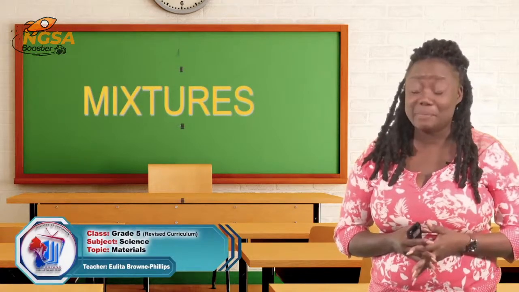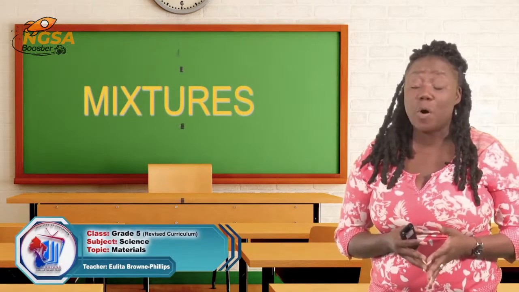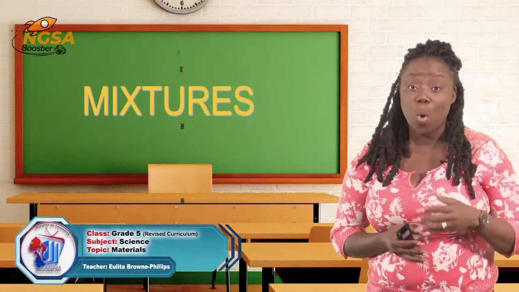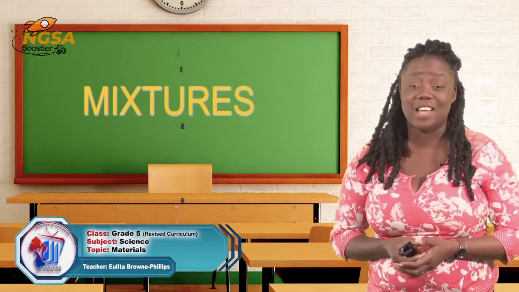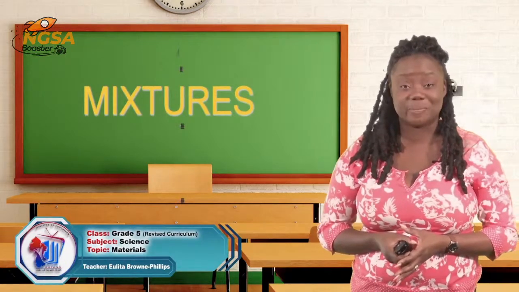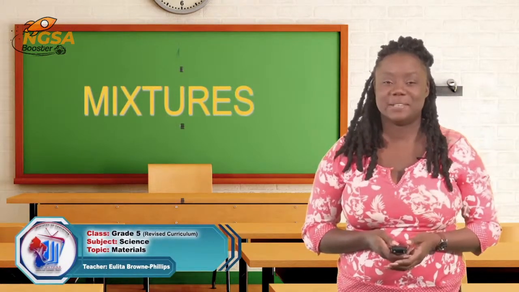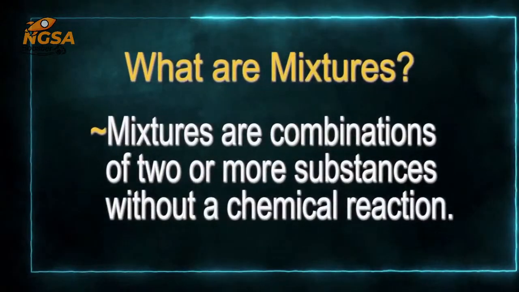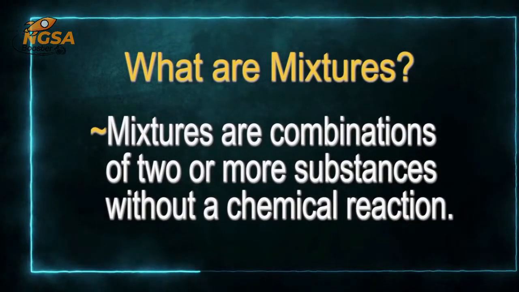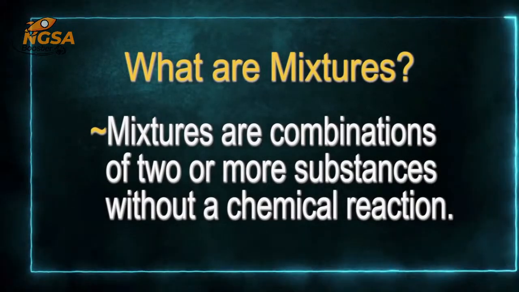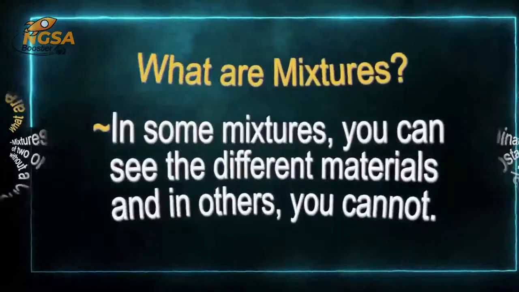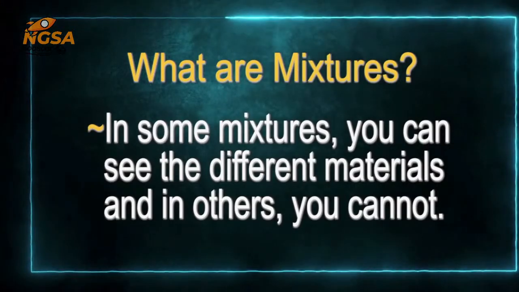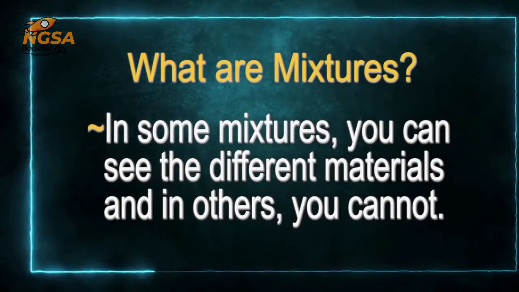In the beginning, I explained that I love a tall glass of Swank on a hot day. What I meant in actuality was a mixture. So let's look at some key terms. What are mixtures? Mixtures are combinations of two or more substances without a chemical reaction. In some mixtures, you can see the different materials, and in some, you can't.